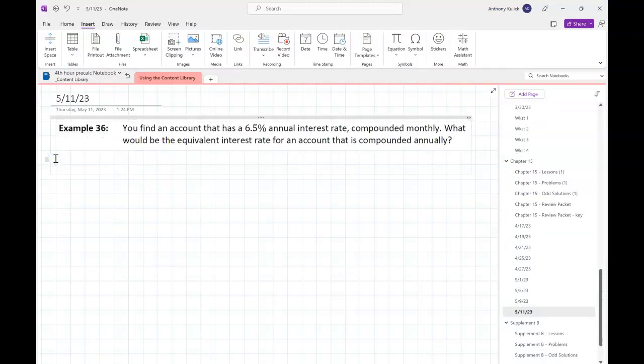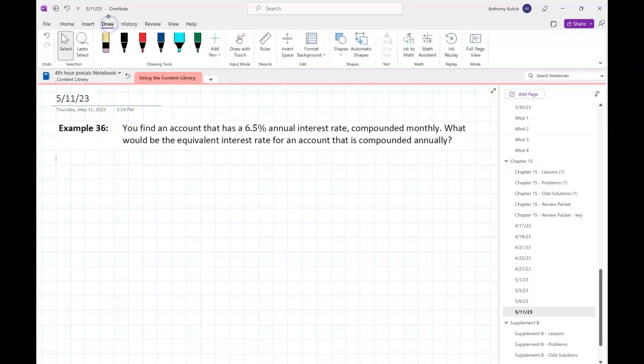So here it says you have an account that has a 6.5% annual interest rate, compounded monthly. And we're asked, what would the equivalent interest rate be for an account that's compounded annually? So like, what would be a comparable deal, right? So here's the idea, what we would do.